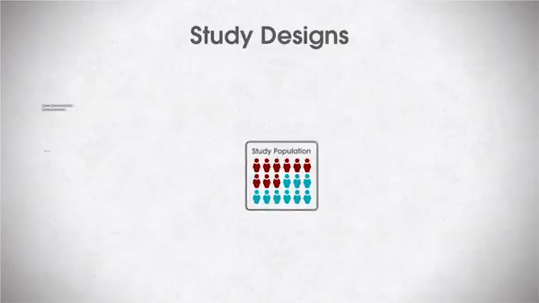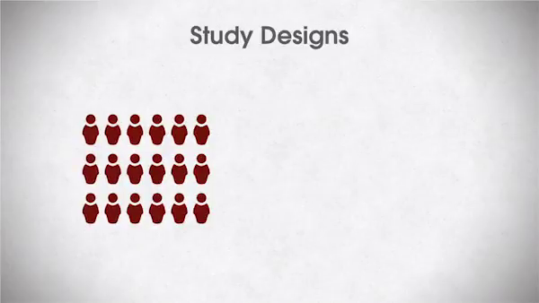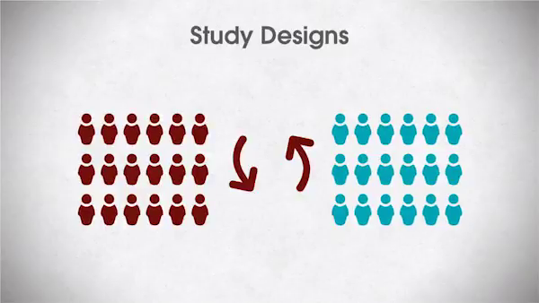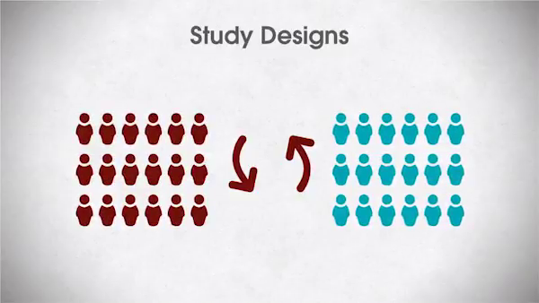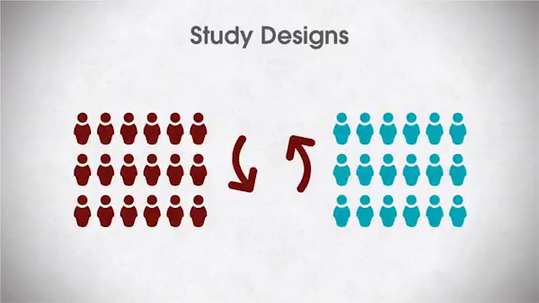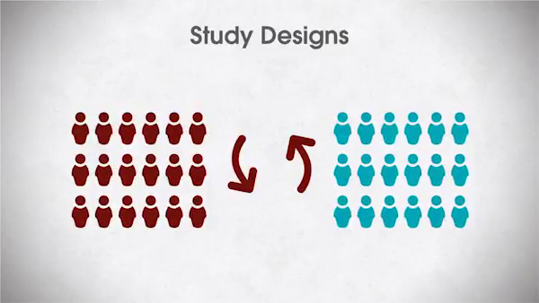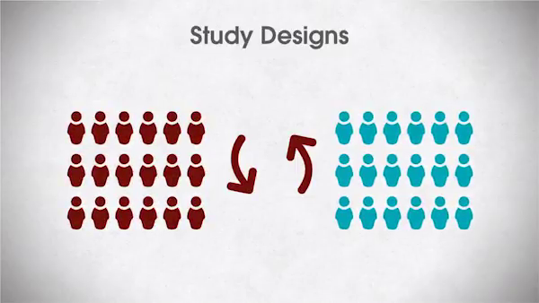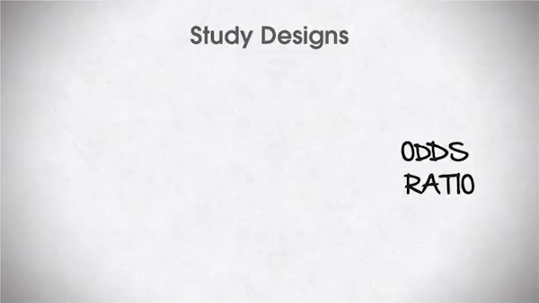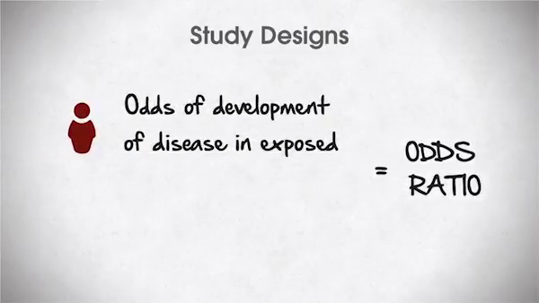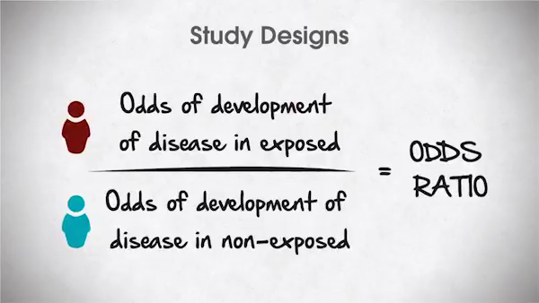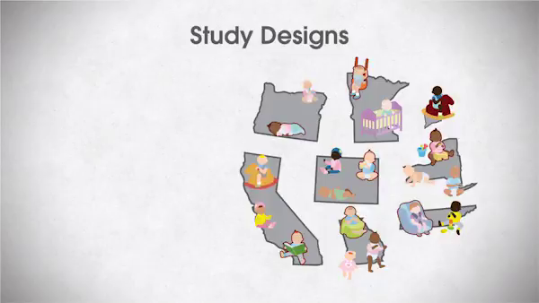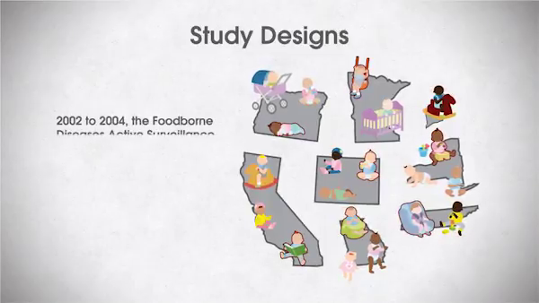A case control study begins with individuals with the same disease, or cases, and compares them to people without the disease, or controls. Cases and controls are then assessed for exposure to likely sources of the pathogen. To determine if there is an association between a disease and a specific exposure, epidemiologists calculate an odds ratio. An odds ratio is defined as the odds that a case was exposed divided by the odds that a control was exposed.